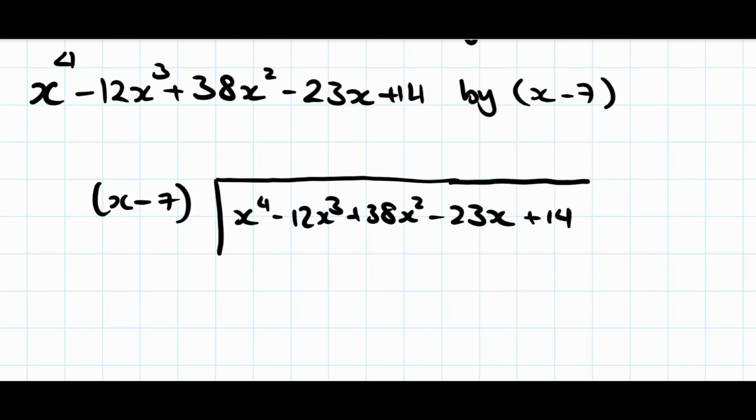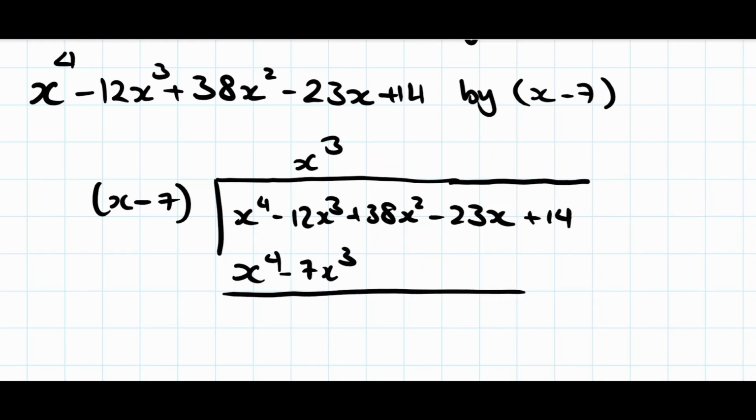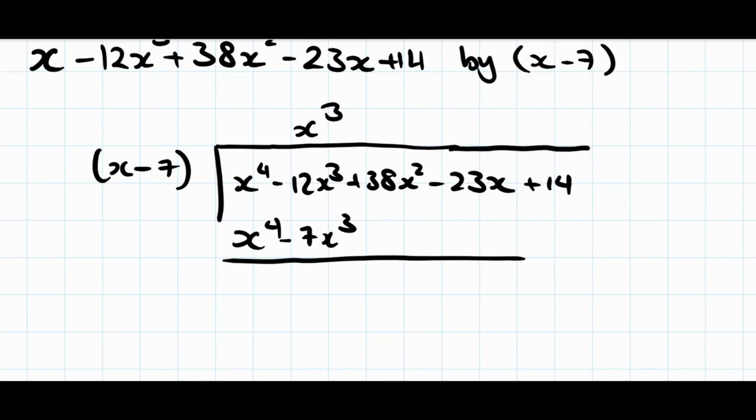Now we're going to look at the first term, which is x to the 4. So to get to x to the 4, we're going to have to multiply the x minus 7 with an x cubed. So on the top, we're going to write an x cubed, which will then multiply with the x minus 7 to get x to the 4 minus 7x cubed. Then we're going to subtract these two terms, and we will be ending up with minus 5x cubed.